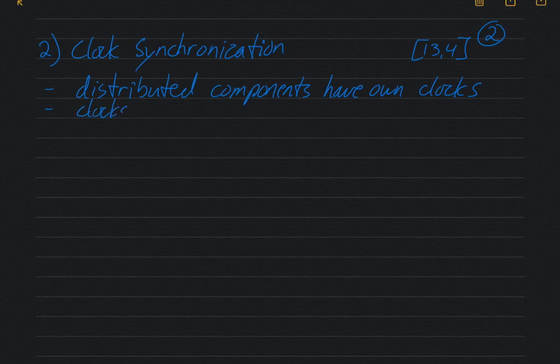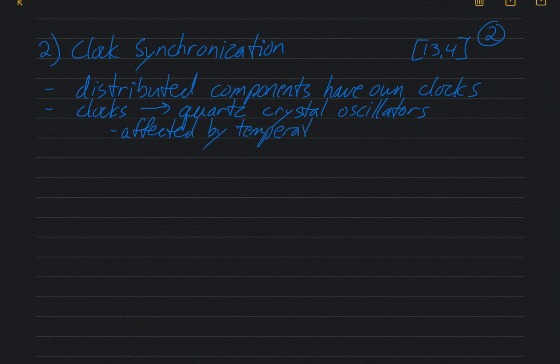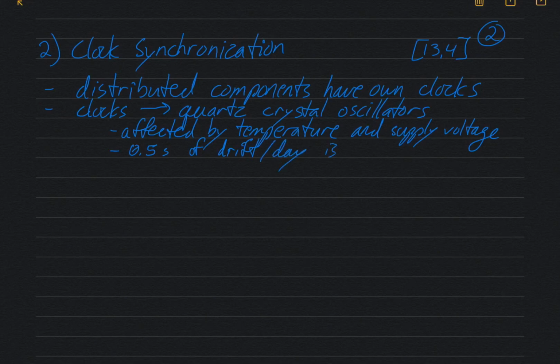So clocks are made from quartz crystal oscillators, and these can be affected by temperature and also by the supply voltage. So something in the neighborhood of 0.5 seconds of drift per day is not unusual.